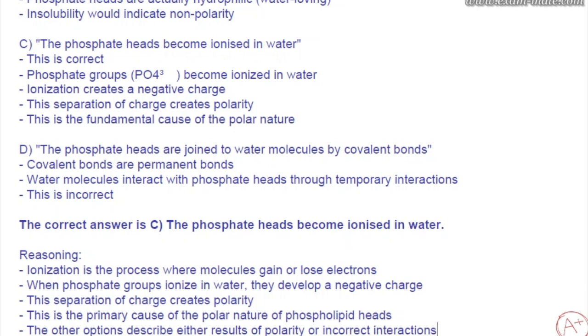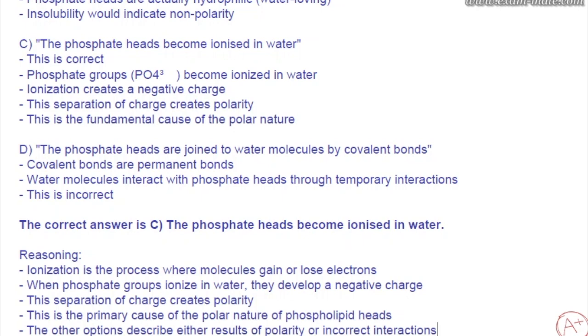D. The phosphate heads are joined to water molecules by covalent bonds. Covalent bonds are permanent bonds. Water molecules interact with phosphate heads through temporary interactions. This is incorrect. The correct answer is C.